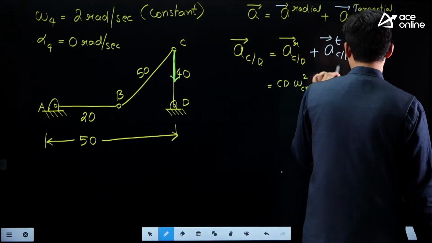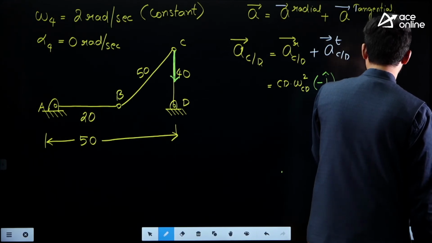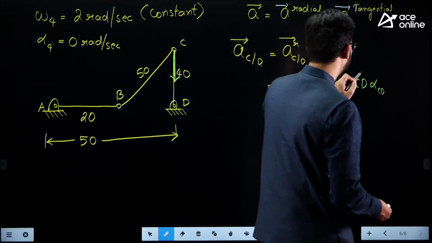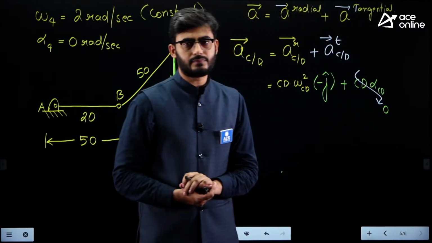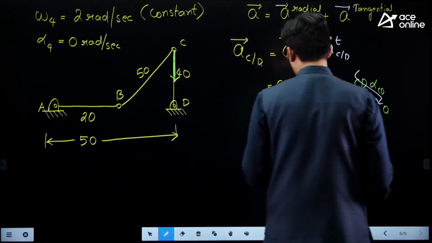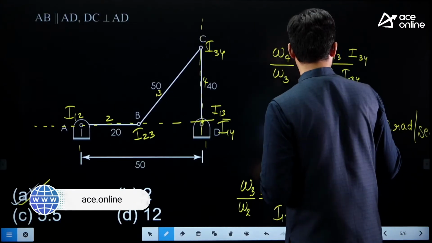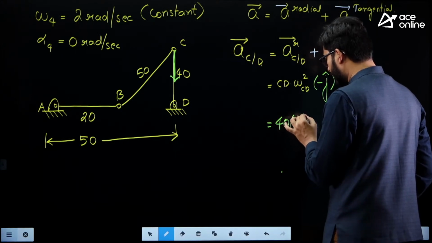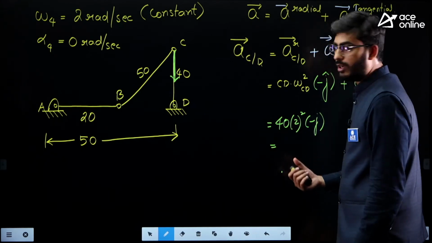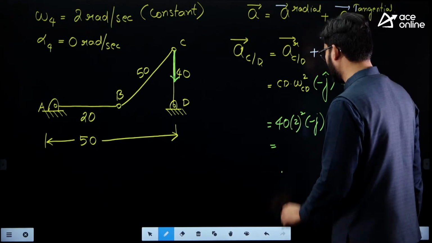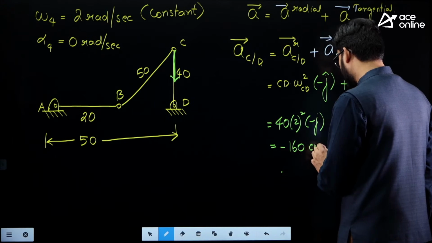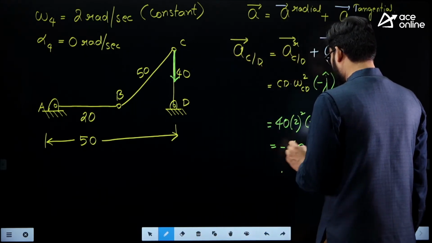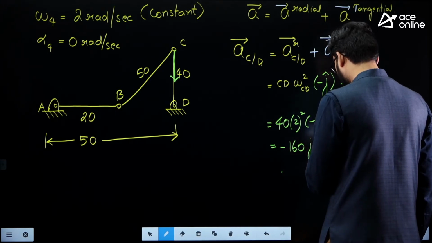Similarly, guys, we can write the tangential acceleration as CD into alpha CD. So link CD, or link 4, is undergoing angular motion with constant velocity. So this term will be cancelled out. This will be 0, guys. Okay. So CD is given as 40 centimeters and omega CD is also known to us, guys. Omega for link number 4 is 2 radians per second. So this is 40 into 2 square into minus j cap. 2 square means 4, and 4 into 40 gives minus 160 j cap centimeter per second square.